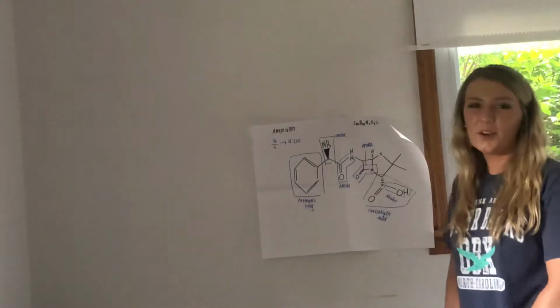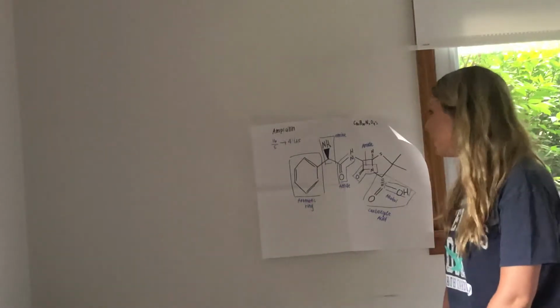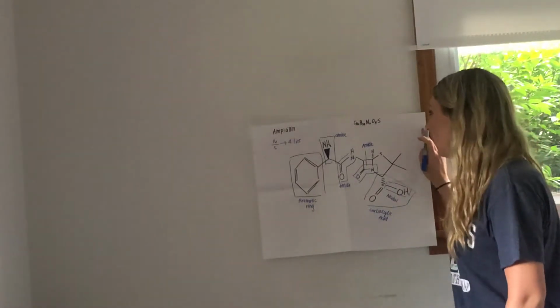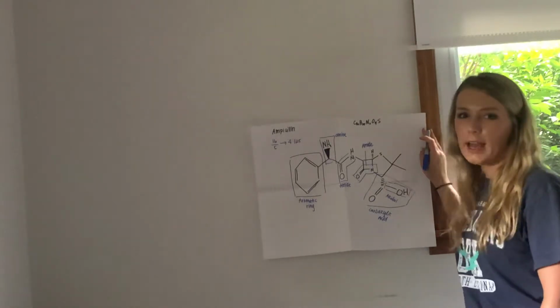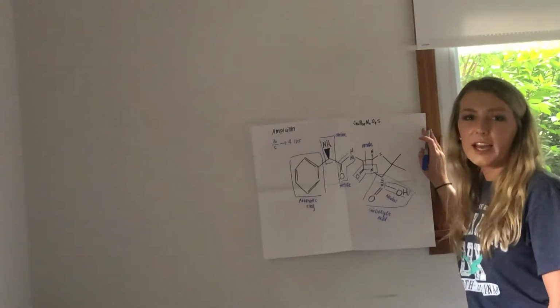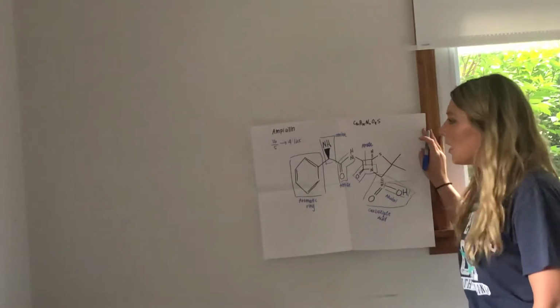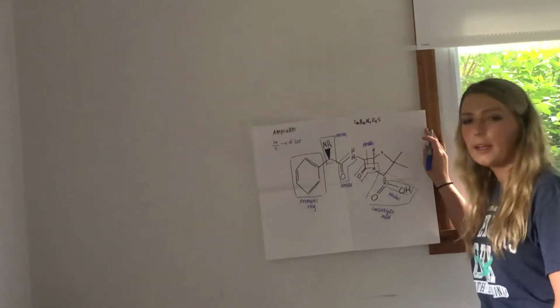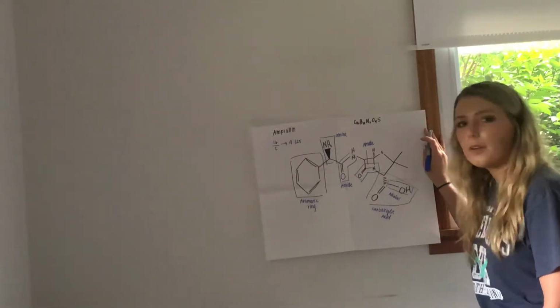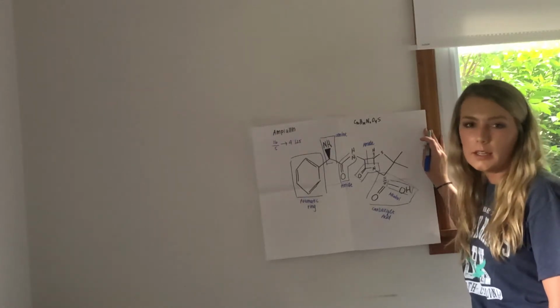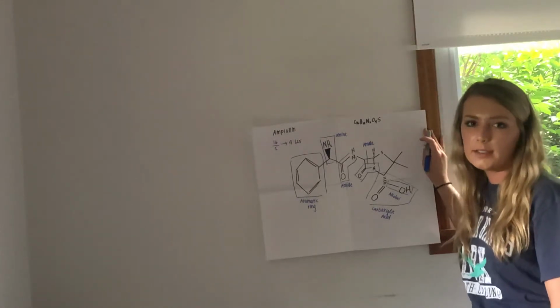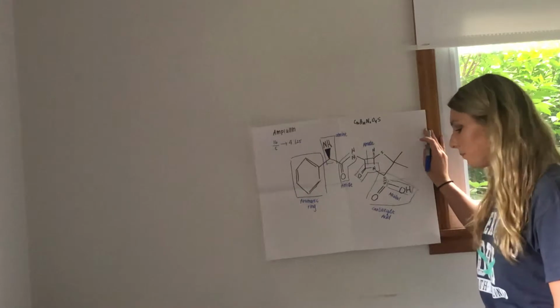Hello, my name is Stella Rockwood and my molecule is ampicillin, C16H19N3O4S. This is my molecular diary entry number 3. I'm going to be talking about intermolecular forces and how that relates to melting and boiling points, and then I'm going to talk about the acidity and basicity of my molecule.